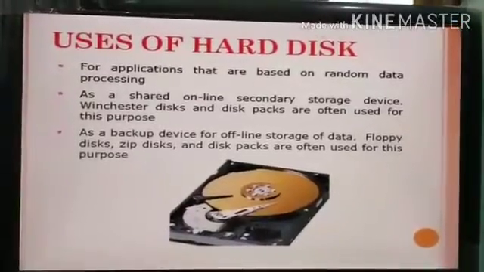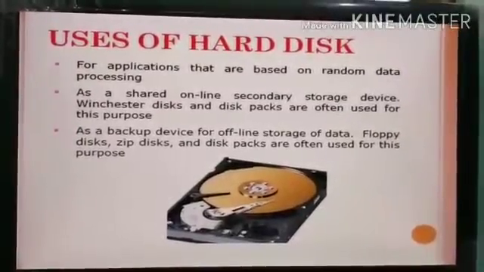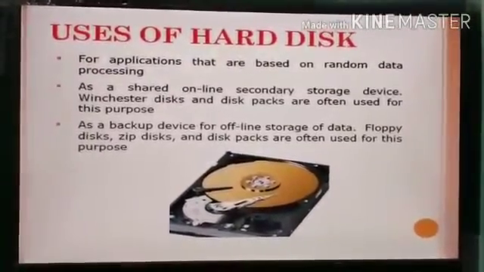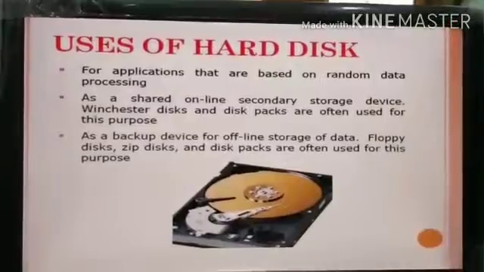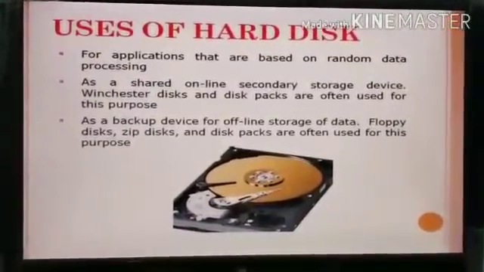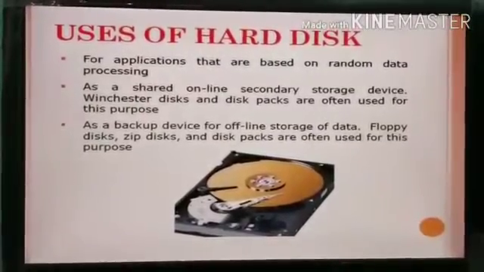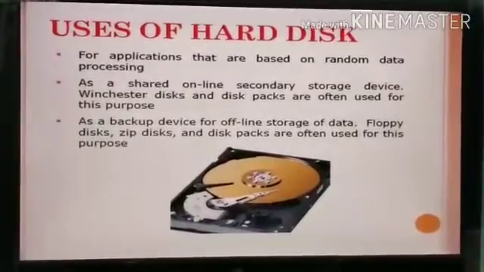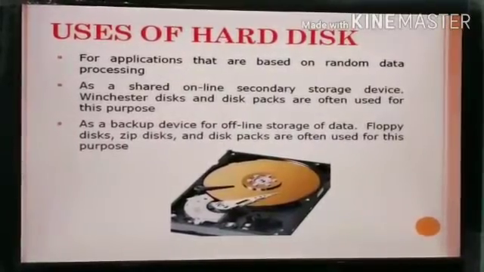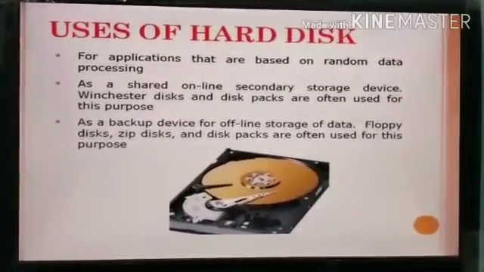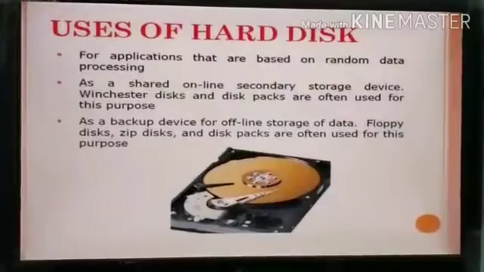Hard disk is mostly used for random data processing, meaning you can save your data anywhere or retrieve it from anywhere. As a shared online secondary storage device, Winchester disk and disk packs are often used for this purpose. Mostly we are using Winchester disk nowadays, and to store a large amount of data and information we use the hard disk in our laptop and desktop. Nowadays we are using hard disks up to 1 terabyte, which is a large volume of information that we can save. As a backup device for offline storage of data, floppy disk, zip disk and disk packs are often used for this purpose. Mostly we are using the hard disk.